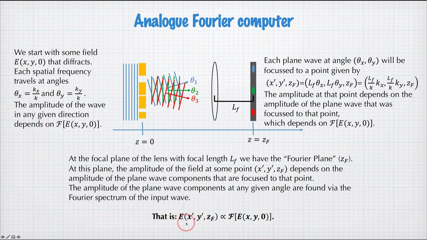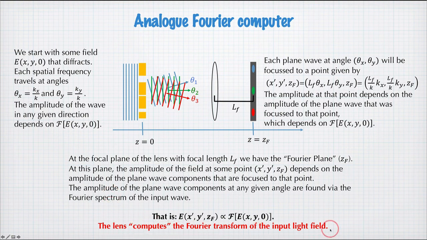That is, the field at the points x dash y dash at the focal plane is going to be proportional to the Fourier transform of the wave that's passed through this aperture here. So in other words, what we've built is an analog Fourier computer. It's the lens that computes the Fourier transform of the input light. And so whatever field amplitude you have at the focal plane here, which we're calling now the Fourier plane, this amplitude is now proportional to the Fourier transform of this aperture.